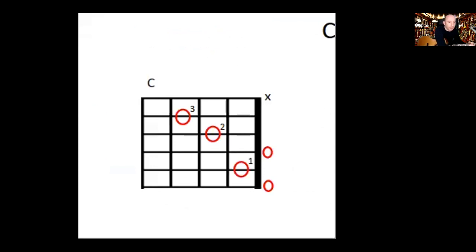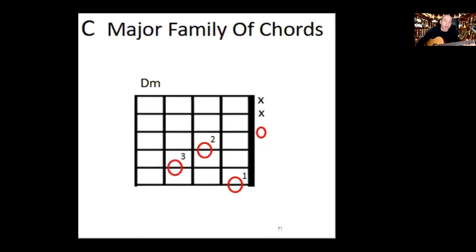This is a C chord. You can see there, first finger on the 2nd string, 1st fret. 2nd finger on the 4th string, 3rd finger on the 5th string, 3rd fret. And you've got an X at the top to mute. So pretty much most guitarists know that. Then the 2nd chord in the family is a D minor. So 1st finger right at the bottom, 1st fret.